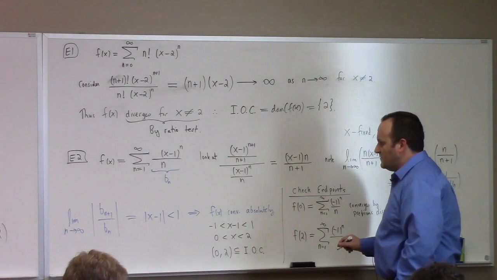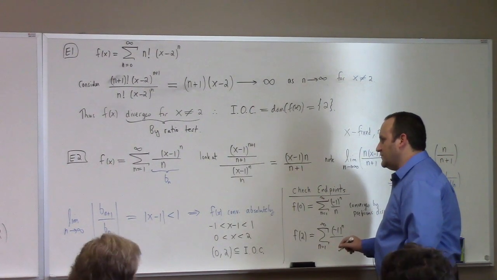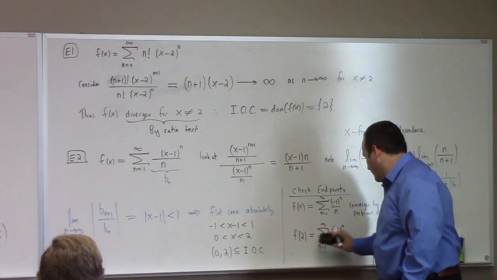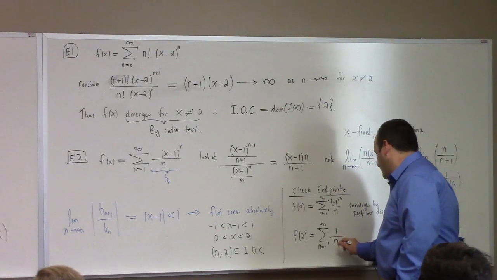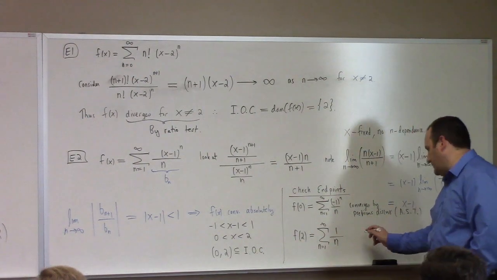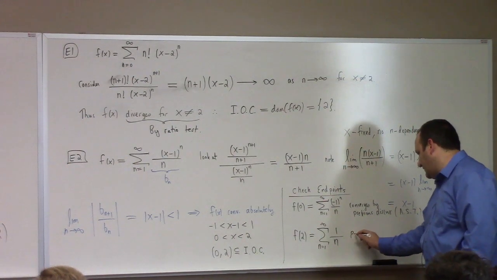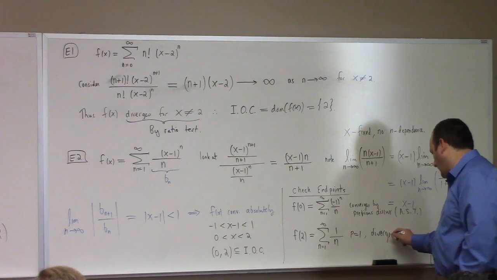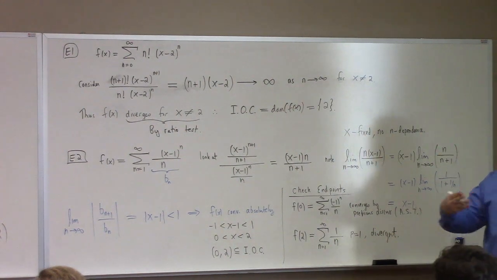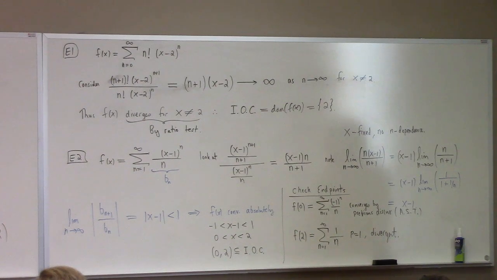Minus 1 to the n, f of 2 is what? Oh, that's 1 to the n, right? What's 1 to the n? Just 1. So f of 2 is the p equals 1 series. It's divergent, right? So the endpoints, I cannot pick up on what's happening at the endpoints with the ratio test. I have to consult other methods, right?